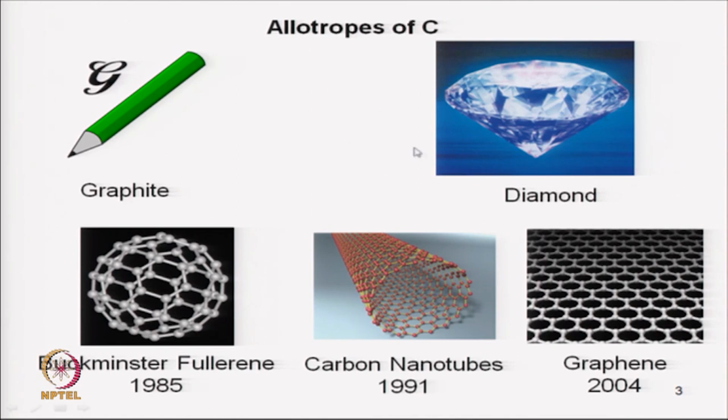So, graphite and diamond are the two classical examples which are very well known, but since the 1980s newer forms of carbon have been discovered. Buckminster fullerene was discovered in 1985, then carbon nanotube in 1991 and graphene in 2004. So, one of the latest forms of carbon which was discovered is graphene in 2004, and we will begin our journey with the structure of graphene.